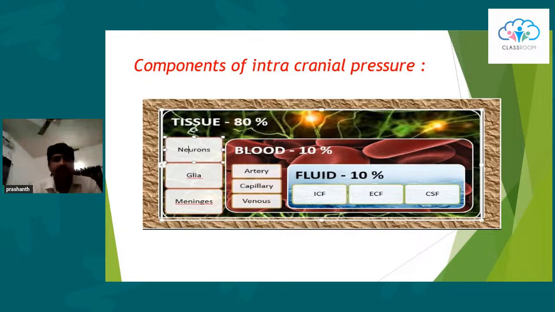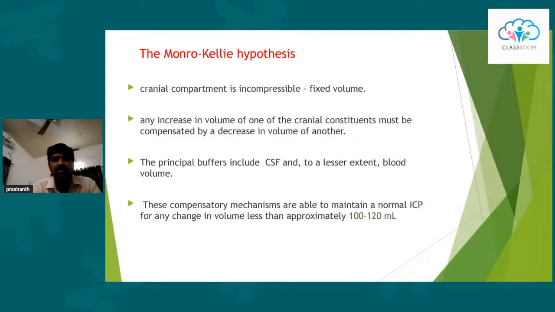Now the fundamental of ICP monitoring is something called the Monro-Kellie hypothesis. The cranial compartment is an incompressible fixed volume, and if there is an increase in the volume of one of these components, that is the tissue, blood, or the CSF, until and unless the other component is reduced in volume, the net pressure will rise.